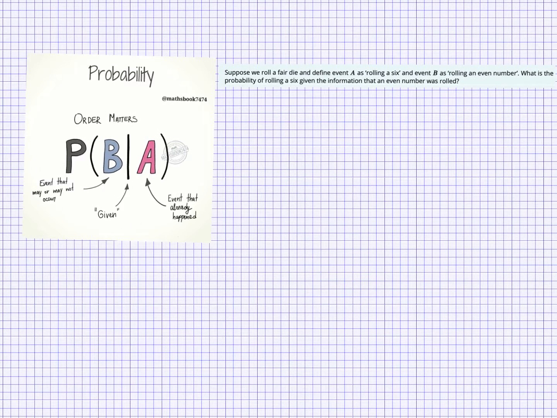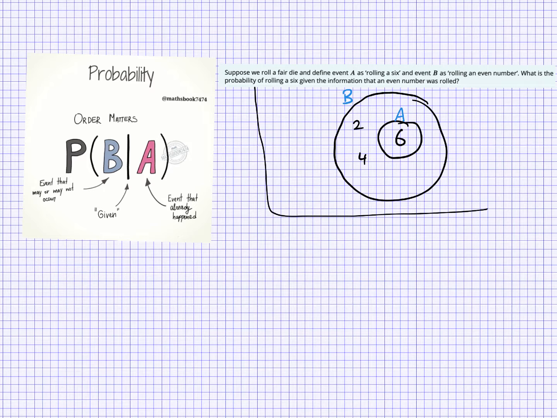So this question here says, suppose we roll a fair die and event A is rolling a 6. So we have this circle here which is rolling a 6. Event B is rolling an even number. Now you can see that 6 is also an even number. So B is covering circle A. So there's A, there's B. Event B could have 2 or 4 in it. All right? Then the leftovers of rolling this die are outside. So we could have 1, 3, or 5.